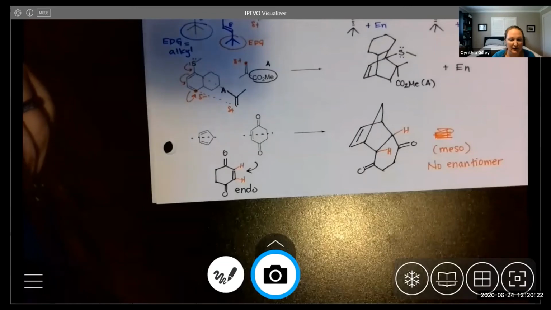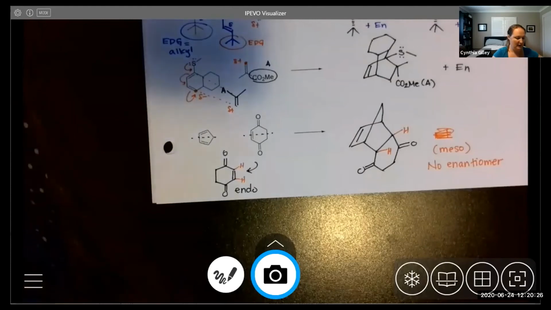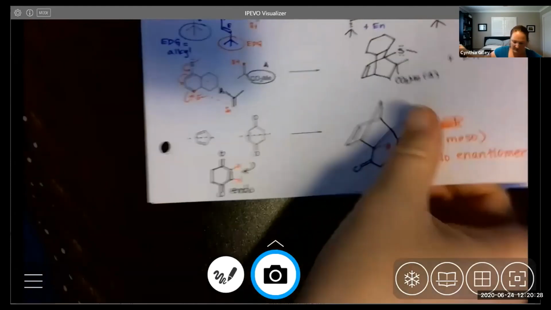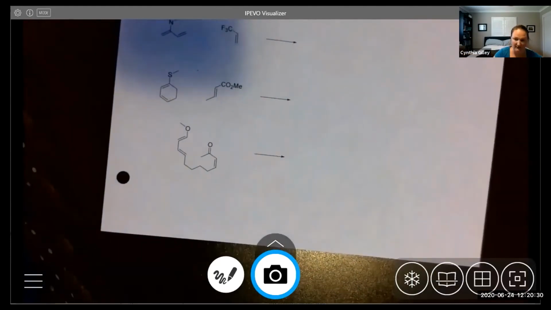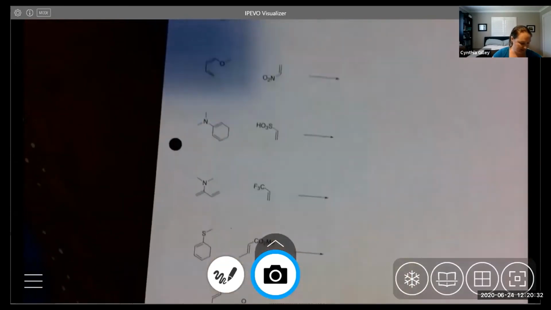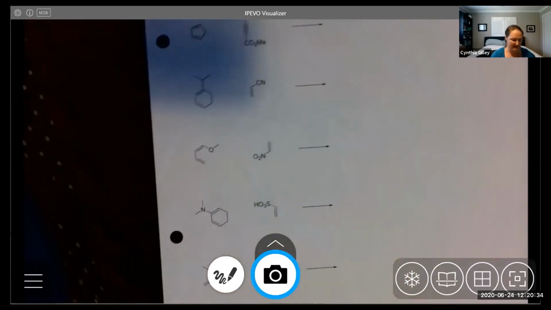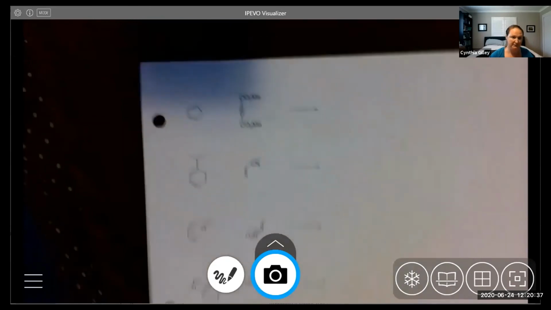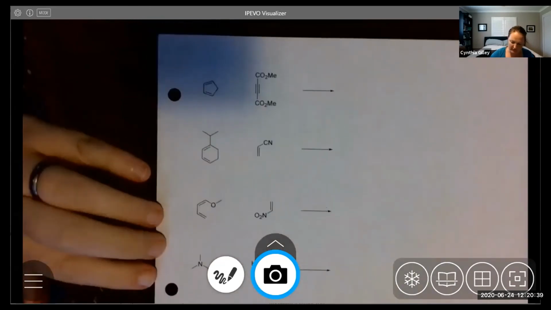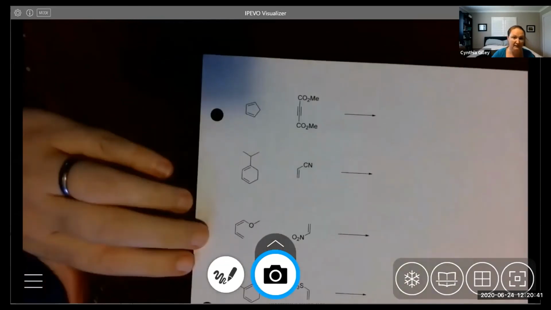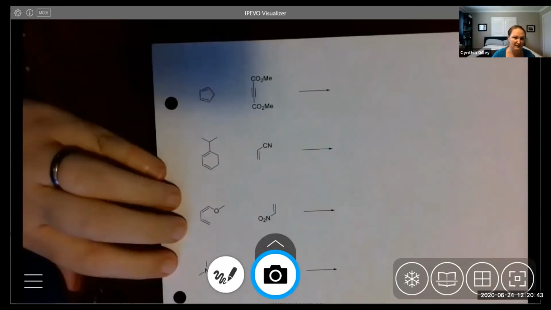Well, you heard the term meso. Okay, I don't hear anybody stopping me. I'll keep going. Kind of running out of time. I can speed up a little bit there. And you can just kind of watch this later if I'm going too fast.